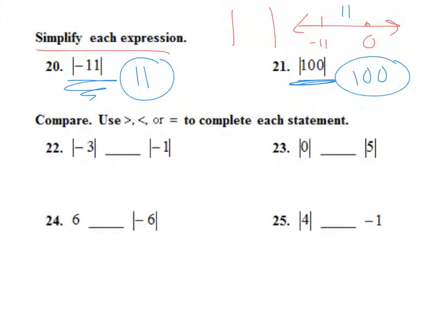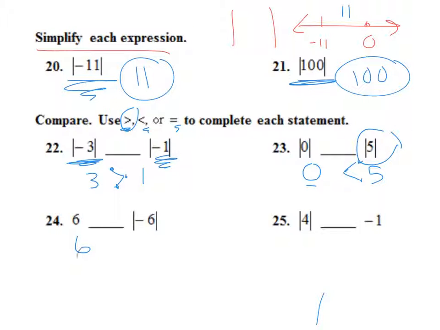Now we need to put the greater than symbol, the less than symbol, or the equal to symbol in between each. So the absolute value of -3 is 3. The absolute value of -1 is 1. So I'm going to use the greater than symbol because there's 2 dots on 3 and there's 1 dot on 1. Number 23 is 0. The absolute value of 0 is 0. The absolute value of 5 is 5. 5 is greater than 0. So the 5, this part has 2 dots and this part has 1.